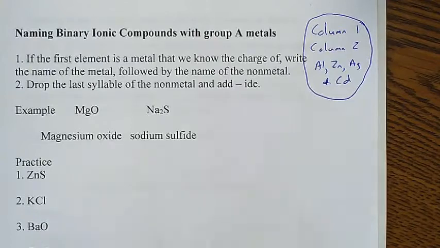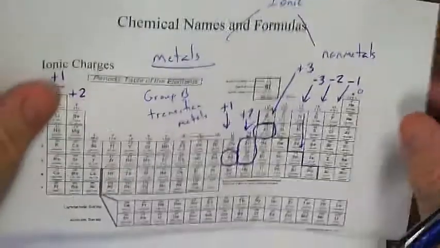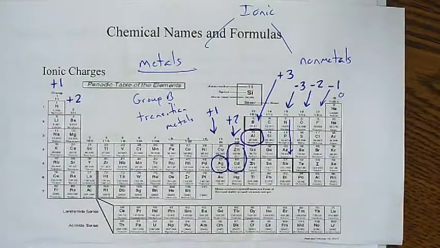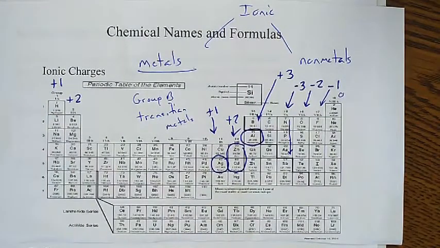Alright, today we're going to show you how to name binary ionic compounds with Group A metals and Group B, which are also the transition metals. And you have to understand that when you name a compound, you're going to have to find the first element on the periodic table, because where the first element is going to determine how you actually name it.